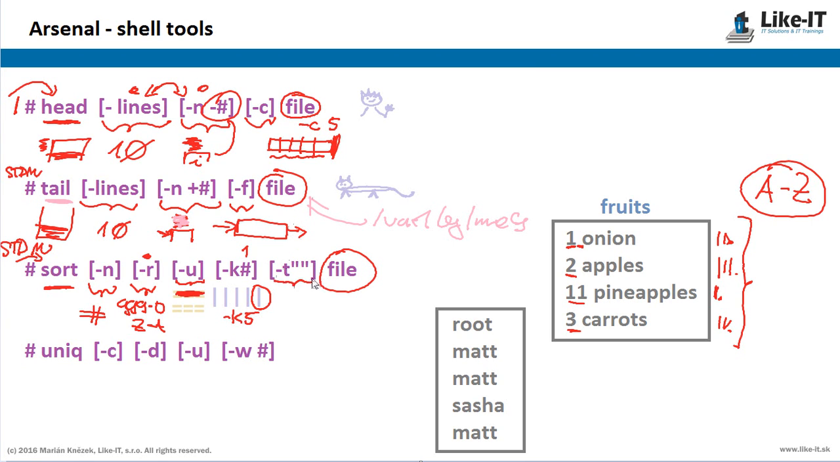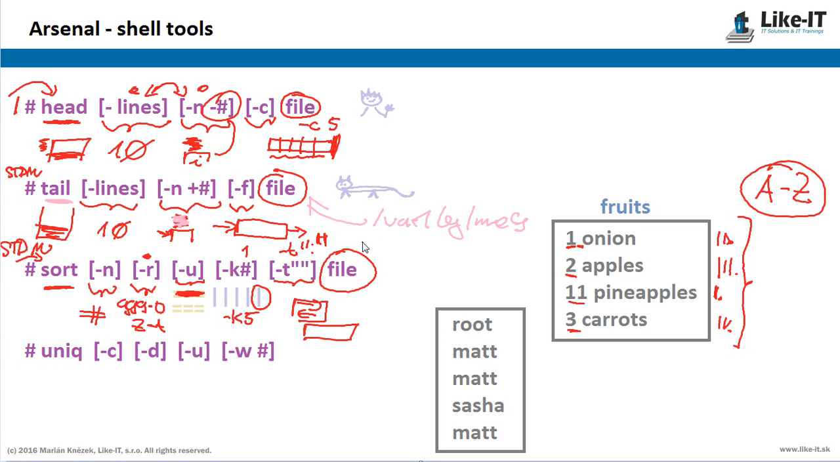The T means what is the separator between columns. By default, it's a tab and space. Also, you can change it using the T parameter. For example, if you have /etc/passwd, for example this one, it's also possible. Here is double quotes, and here is also the double quotes.